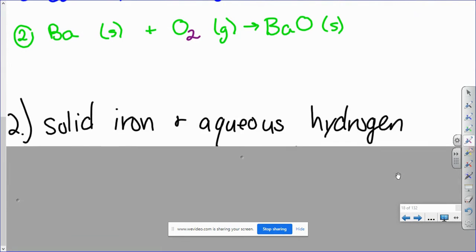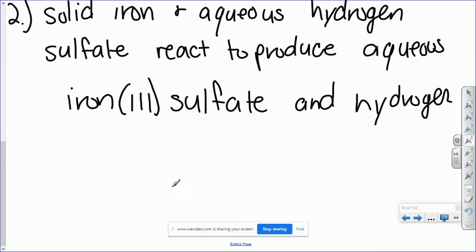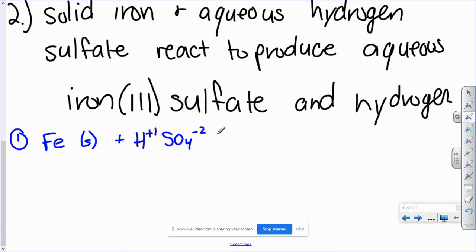I'll work one more out. So solid iron, so Fe. Now, iron is transitional, meaning we don't know its charges. Right? Because it's not telling us a charge, we can look up iron. Iron normally has, I believe, a +3 charge. Okay? But since it didn't mention it, it means we don't need it. So I'm just going to ignore it. And aqueous hydrogen sulfate. So hydrogen sulfate is polyatomic, so I would look on the back side of my periodic table. Aqueous is AQ.